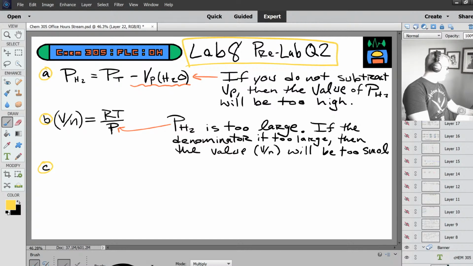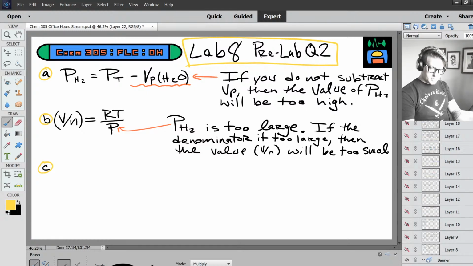Part C, let's see, explain how the value you calculated for R would be affected. All right, so again, we're going to do a little bit of algebra. If you look at the ideal gas law, whoops.